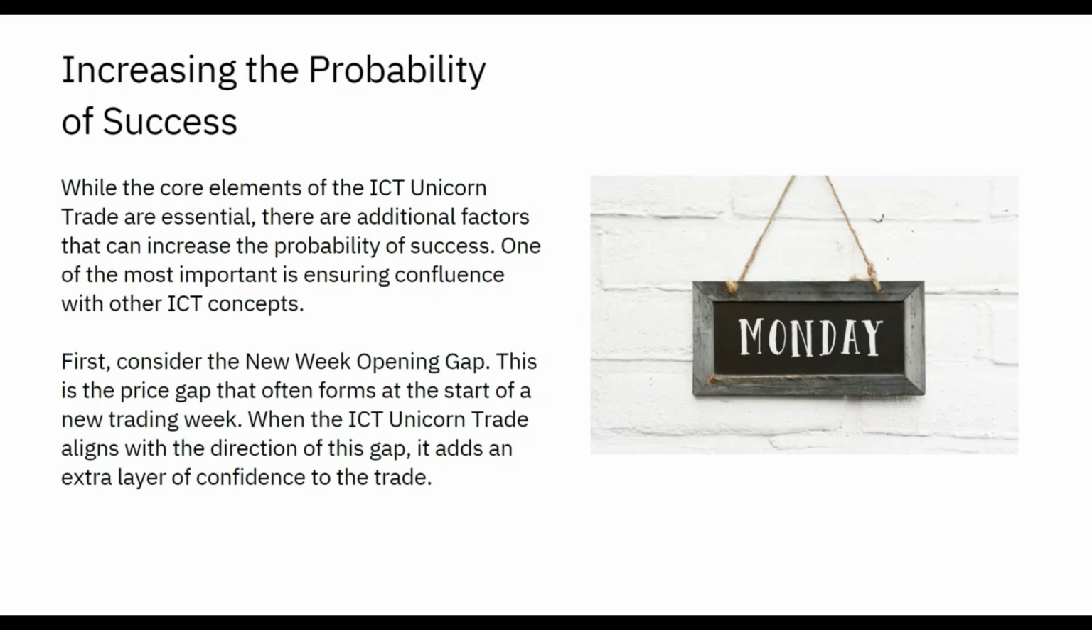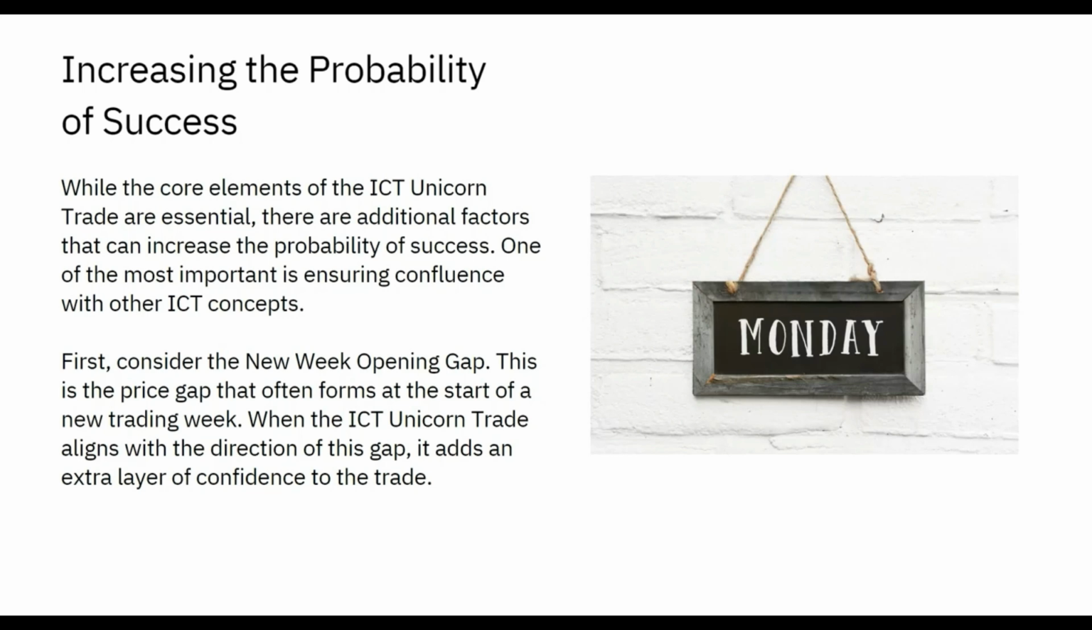Increasing the probability of success. While the core elements of the ICT Unicorn Trade are essential, there are additional factors that can increase the probability of success. One of the most important is ensuring confluence with other ICT concepts. First, consider the new week opening gap. This is the price gap that often forms at the start of the new trading week. When the ICT Unicorn Trade aligns with the direction of this gap, it adds an extra layer of confidence to the trade.